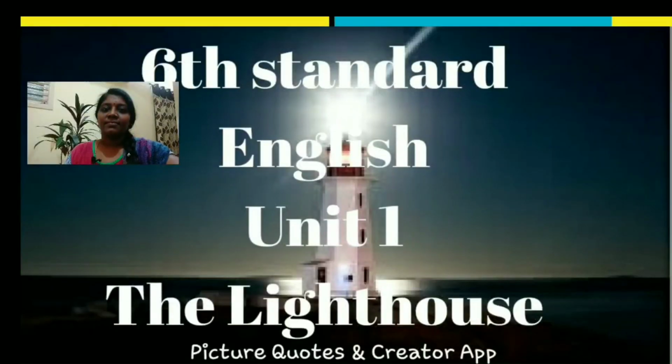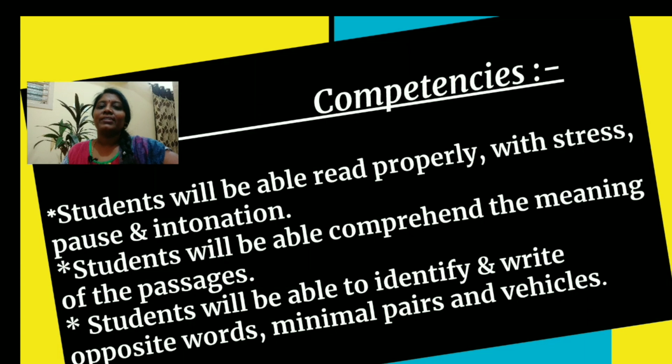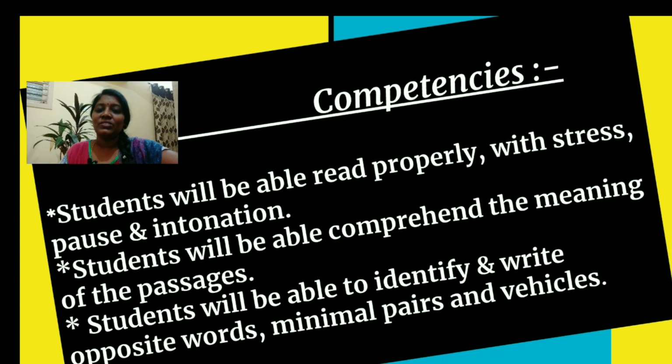Okay? So I am starting this class with part 1, which is based on the text and comprehension questions of the lesson Lighthouse. Okay, shall we start? Let's get started with the lesson. 6th standard English, Unit 1, The Lighthouse. The competencies of this lesson are: students will be able to read properly with proper stress, pause, intonation. Students will be able to comprehend the meaning of the passage. Students will be able to identify and write antonyms, that is opposite words, minimal pairs, and names of the vehicles.